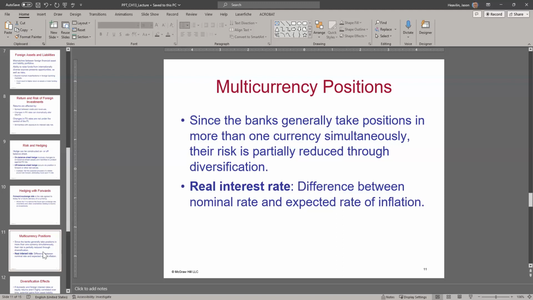Real interest rate, difference between nominal rate and expected rate of inflation. Just what it sounds like. There's a nominal rate. If you take the inflation rate out, what's left is your real interest rate. Another way to look at it, real interest rate plus the expected rate of inflation equals the nominal rate. So that means that nominal minus rate of inflation equals real interest rate.